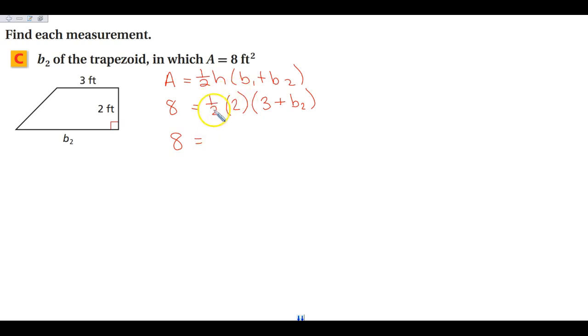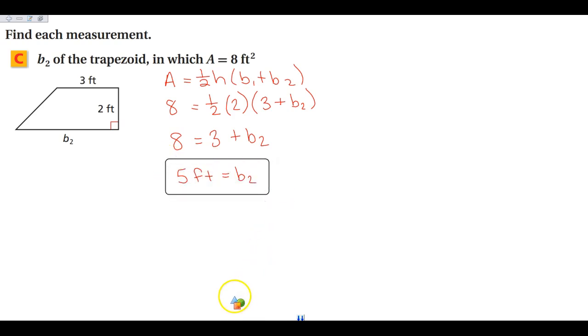Okay, 1/2 times 2 is just 1. So 8 is going to equal 3 plus B2. We will subtract 3 from both sides and get that the length of our base 2 is 5. And our unit is feet. So 5 feet is the length of our second base. Okay, so if you have any questions on this, again, please write them down.